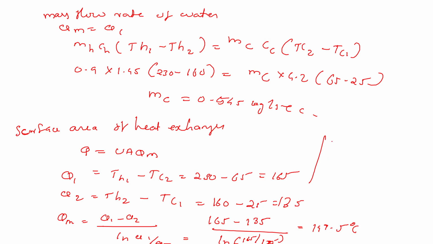Okay, now from this you have to calculate the area value. So 10 to the power 3 times 91.35 is equal to 420 times A times 149.5. From here you will get the A value, 1.45 meters square. So please go through this, then we will go for the next problem.